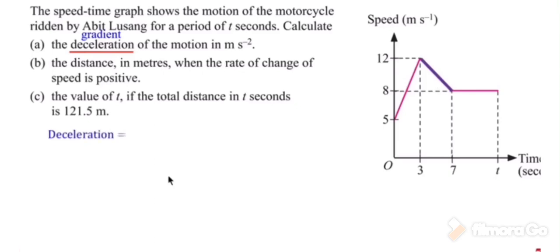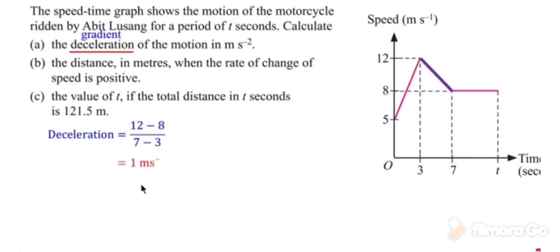So you just use a triangle whenever you want to find gradient. Okay, and you solve it because we want the answer in positive value, magnitude. So you have to remember, when there is a deceleration, you cannot write negative. So your answer after you simplify, you should get 1 meter per second per second. The unit is very important.